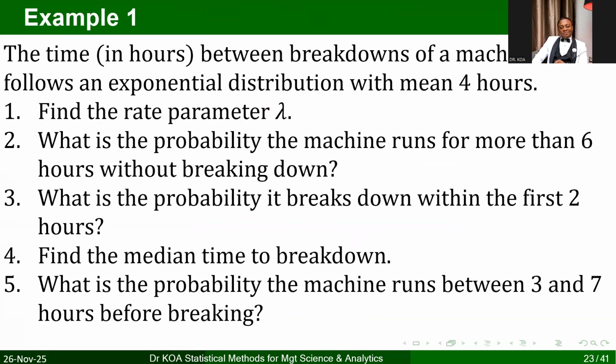If you go to the question, it's in the question. What is the probability that the machine runs for more than 6 hours? That's the time without breaking down. So substitute and find me the survival function, or the reliability function, or the probability that the machine runs for more than 6 hours. It is 0.22. Yep, 0.22313. Exactly. That's it.